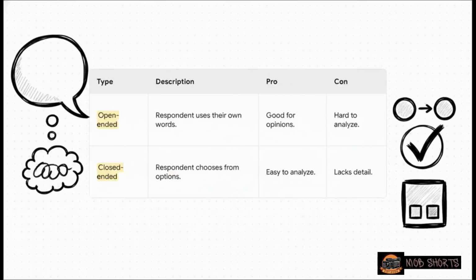Open-ended questions are amazing for getting deep opinions, like asking, "What could the tuck shop do better?" But wow, trying to organize all those different answers can be a real headache. On the other hand, closed-ended questions, with simple yes, no, or multiple choice options, are super quick to answer and incredibly easy to tally up and analyze.